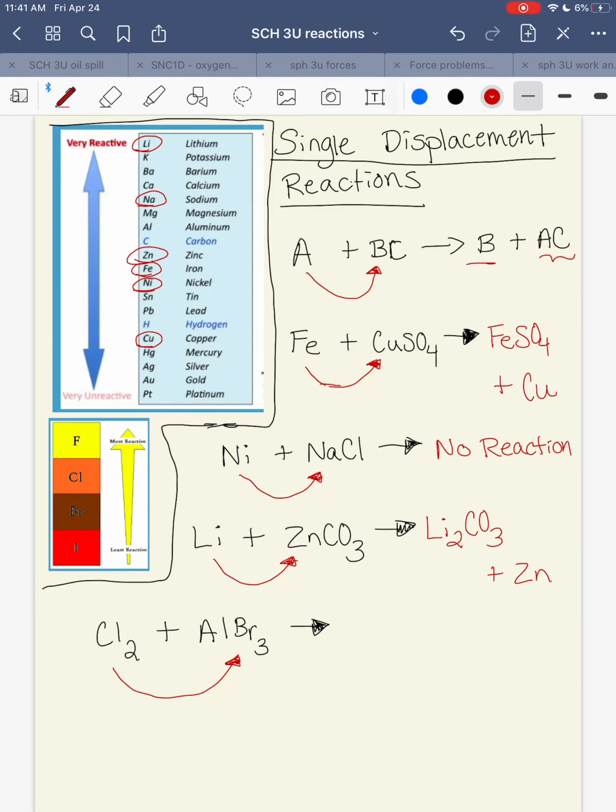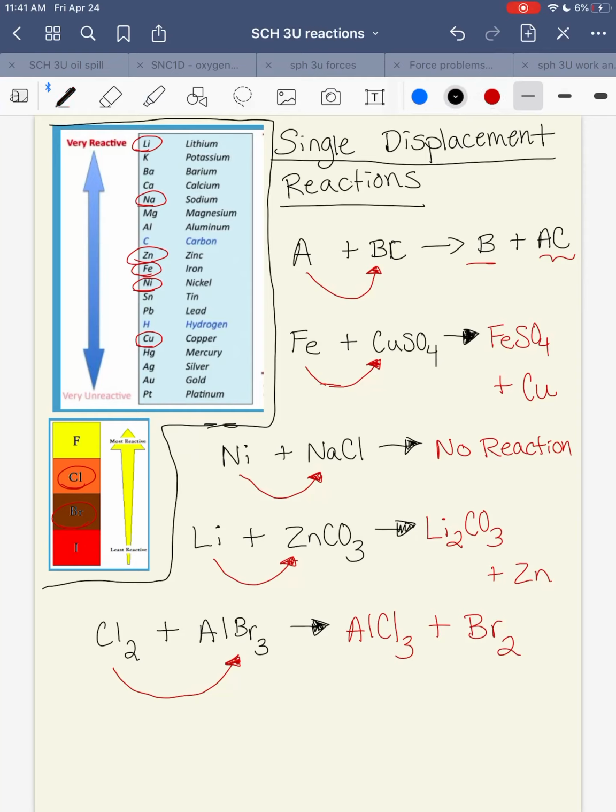And so in order to do this, we're going to have to use our different activity series, which is just the halogens, so group 7 or group 17. And here we're going to look for chlorine. So we've got chlorine here and we've got bromine. And the same rules apply. Chlorine is higher on the activity series than bromine, which means it's more reactive. So it is able to replace bromine. So we are going to make aluminum chloride, and now bromine will be by itself.